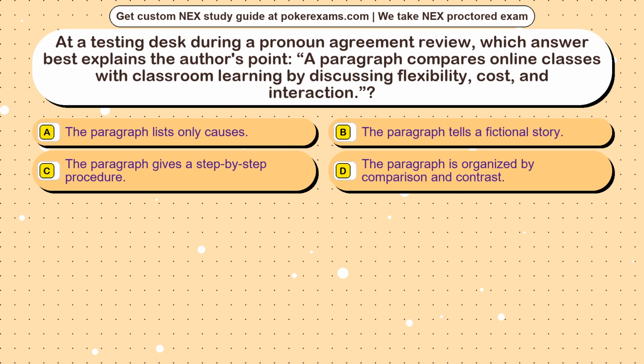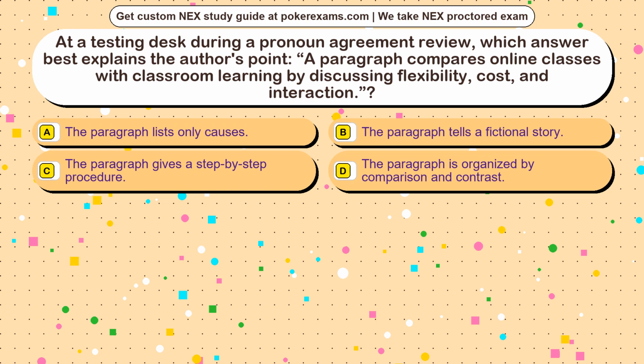Question 23. At a testing desk during a pronoun agreement review, which answer best explains the author's point? A paragraph compares online classes with classroom learning by discussing flexibility, cost, and interaction. Option A. The paragraph lists only causes. Option B. The paragraph tells a fictional story. Option C. The paragraph gives a step-by-step procedure. Option D. The paragraph is organized by comparison and contrast.